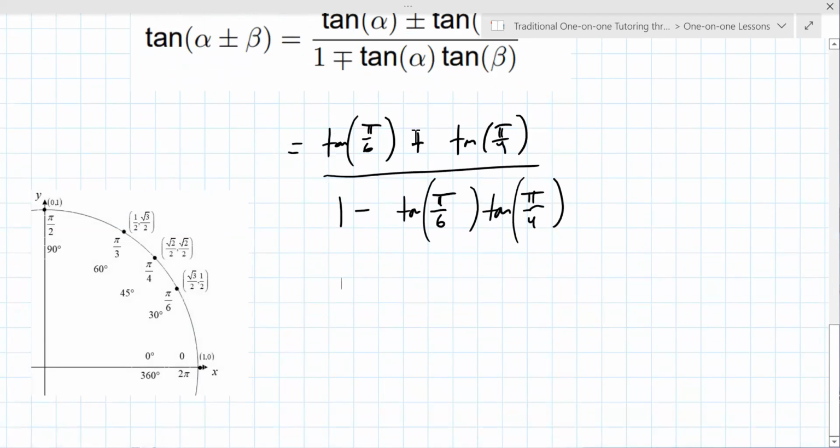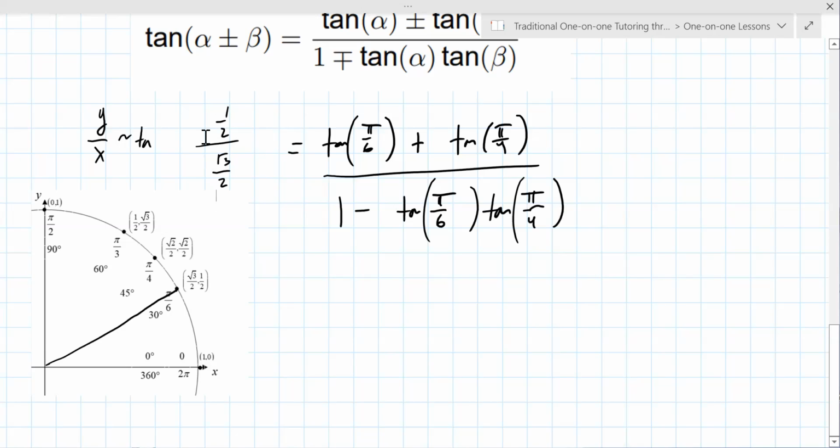Right. Tangent pi over 6 is sine pi over 6 over cosine pi over 6. You think of y over x as being tangent. So at pi over 6, you're like, okay, it's the y value over the x value. It's the 1/2 over the root 3 over 2. But you generally don't want to put that in. You really want to simplify it off to the side.